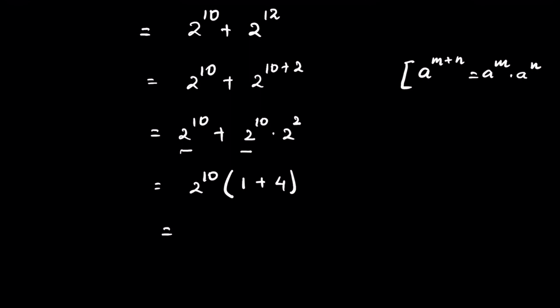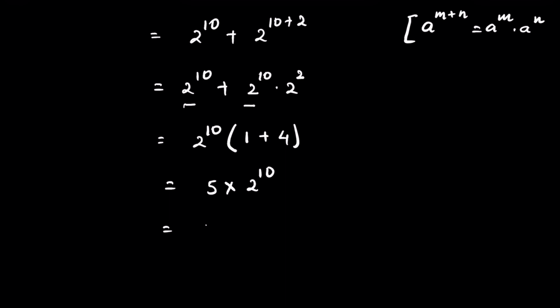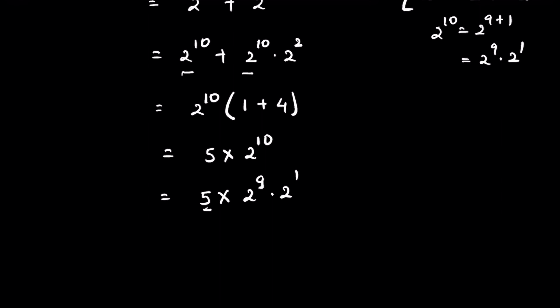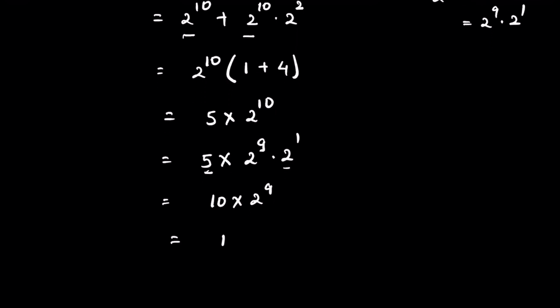So this is 5 times 2 to the power 10, or we can write it as 5 times 2 to the power 9 times 2 to the power 1. Again we use this identity. We wrote 2 to the power 10 as 2 to the power 9 plus 1 and then expanded it as 2 to the power 9 times 2 to the power 1. Now this 5 and this 2, 5 times 2 is 10. So 10 times 2 to the power 9, and 2 to the power 9 is 512. So the answer is 5120. So this is one method.